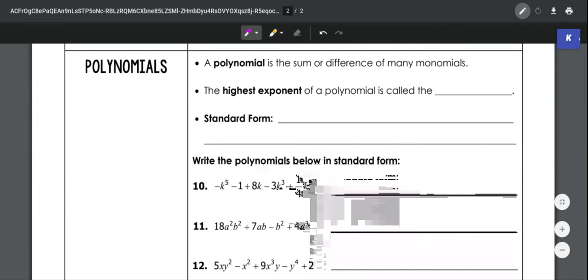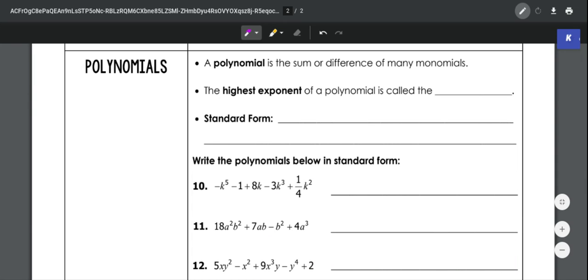Next part of this is going to be polynomials, and polynomials are just a lot of monomials kind of put together, and the highest exponent of the polynomial is called the degree. So anytime you hear something like, what's the degree of this polynomial, you look for the highest exponent.